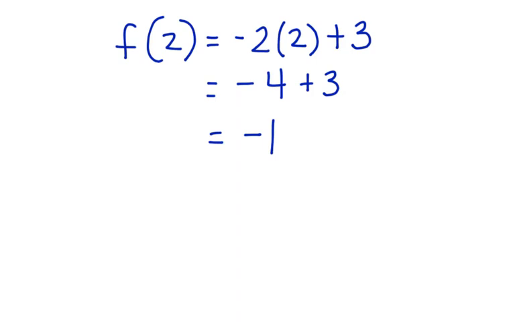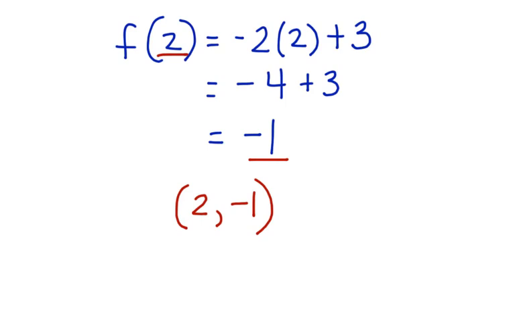Now remember that the function of x is interchangeable with y. So if you look at these two values, the 2 for x and the negative 1 for the output, or the y value, you can see that this also forms an ordered pair. We can say that we have the ordered pair 2, negative 1.